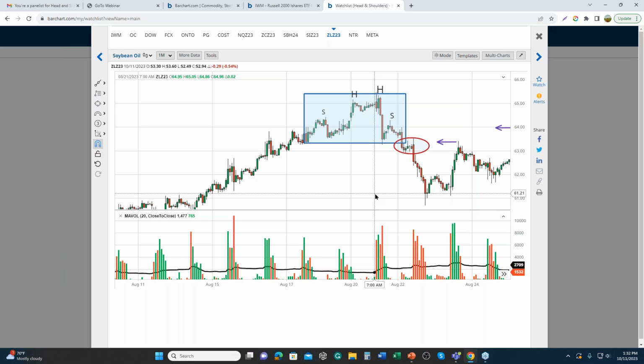And notice the light volume on the breakout. There's our breakout, the light volume that was in the overnight hours for soybean oil, not during the regular trading hours. That would breed a potential retest of our neckline. And that retest came in the beginning of our opening hours of our regular trading session.